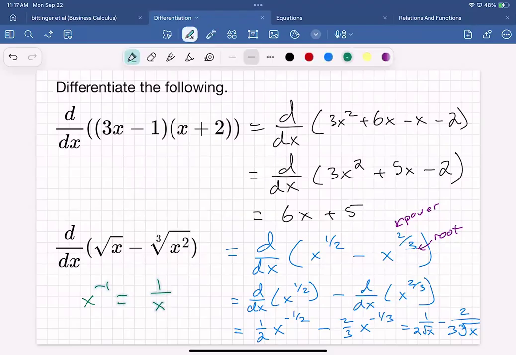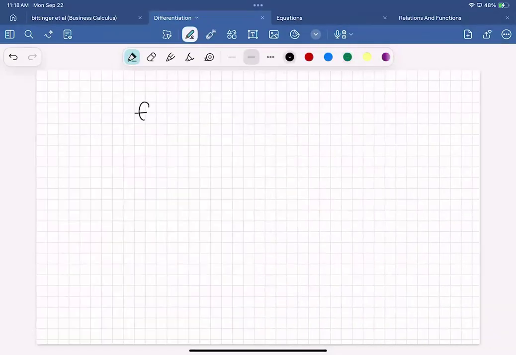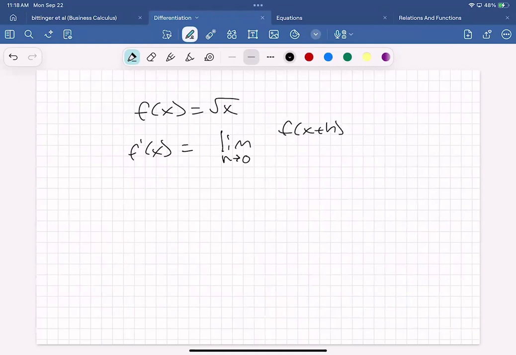Now that's one area where knowing the power rule for derivatives will help us a lot. Just kind of point out to you real quick, if we were to look at this from the perspective of the notation, f of x equals the square root of x, f prime of x then equals the limit as h approaches 0 of f of x plus h minus f of x. So we use the limit definition. This gets tedious.